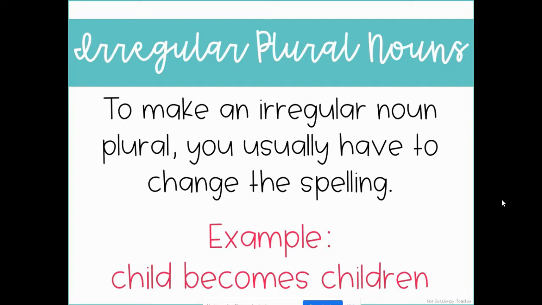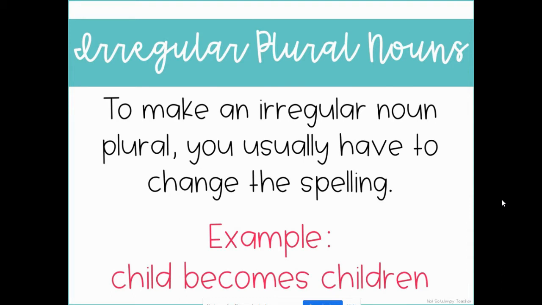So I'm going to take it over here to my notebook. I'm going to write at the top, irregular plural nouns. We're just going to copy everything. I was going to say you don't have to write the example, but I think that will help. So, to make an irregular noun plural, you usually have to change the spelling. Please get this written down because at the end, we're going to look at my book and make sure you have everything in there. Oops. And Mrs. Martinez made a little spelling error there.